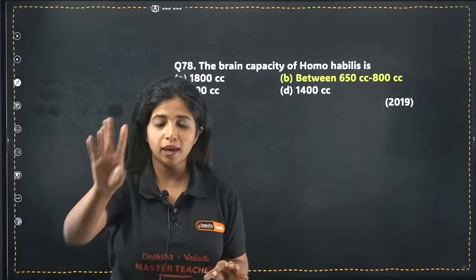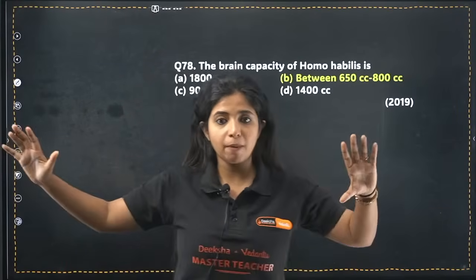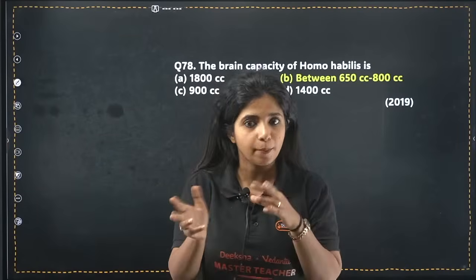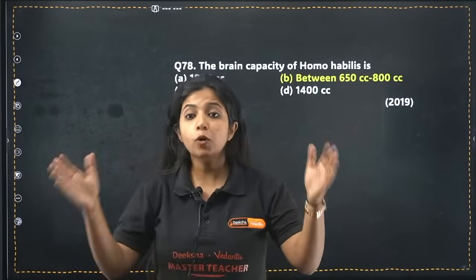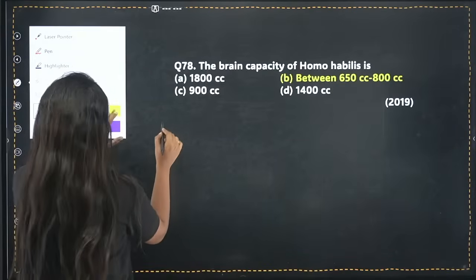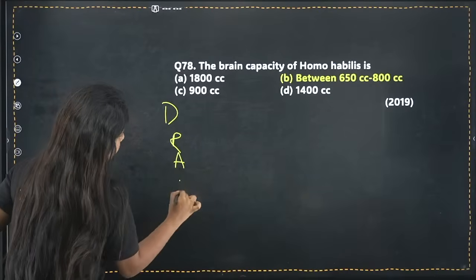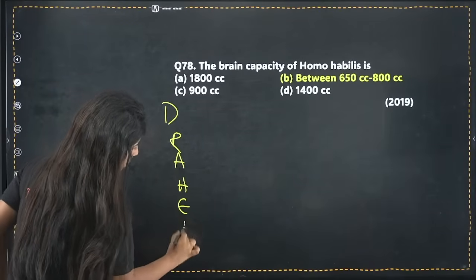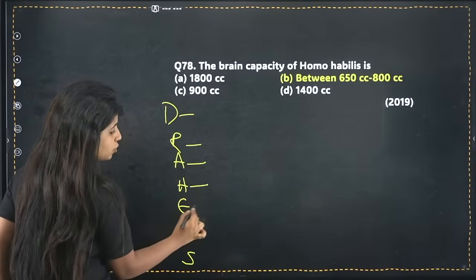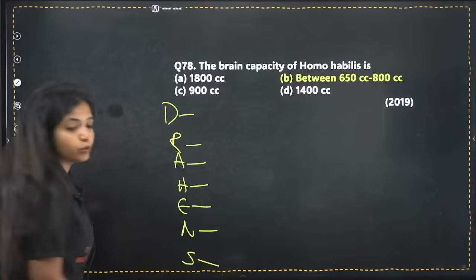There are two ape-men: one is Dryopithecus and one is Ramapithecus. Dryopithecus is more ape-like, Ramapithecus is more man-like. Rama sounds like a man, right? Both of them were around 15 million years ago. Someone said "DRAHHENS" is a way to remember: Dryopithecus, Ramapithecus, Australopithecus, Homo habilis, Homo erectus, Neanderthal man, and Homo sapiens.